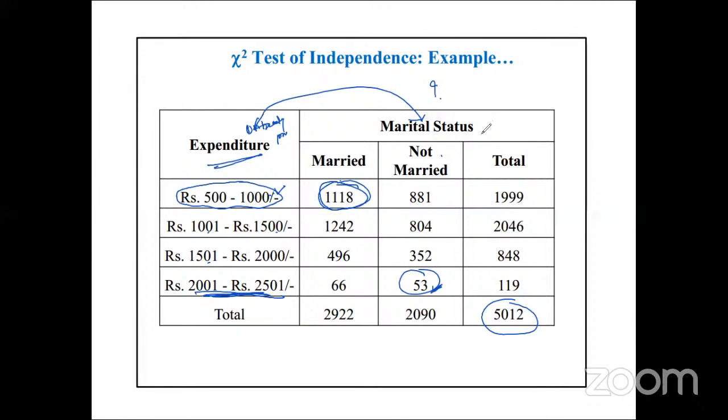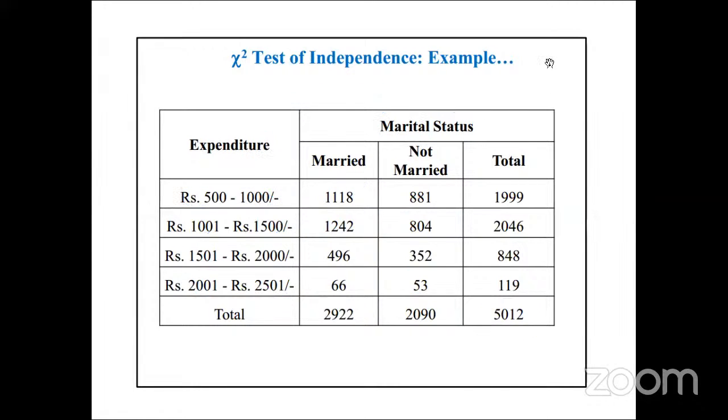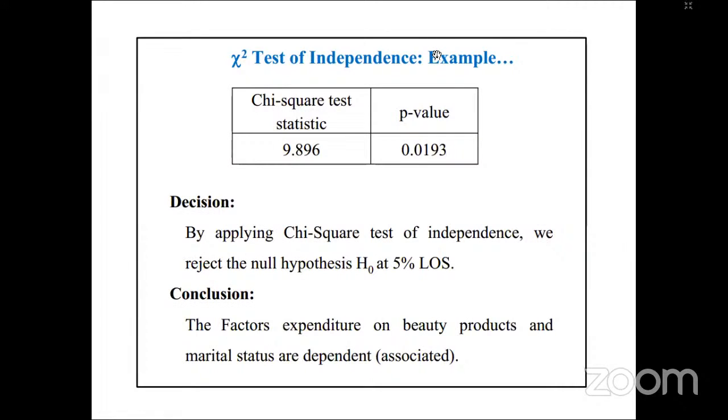What is the market policy here? The focus: if married women are spending more on their beauty products, then my focus area should be on married women. That is what they wanted to test. As I said, for such attribute testing, the chi-square test is used. So I have used the software, and the software has given me the chi-square statistic and the p-value.